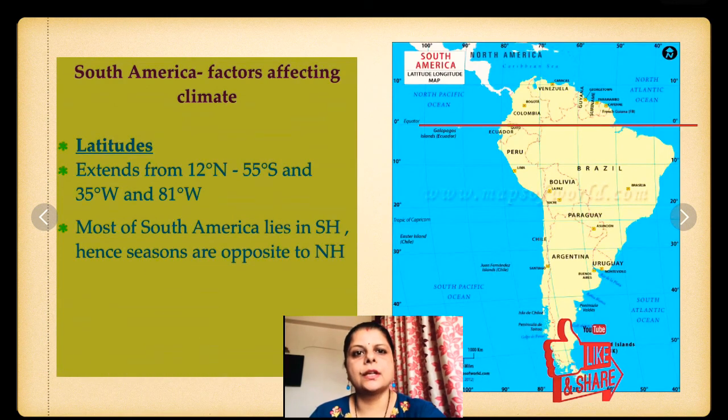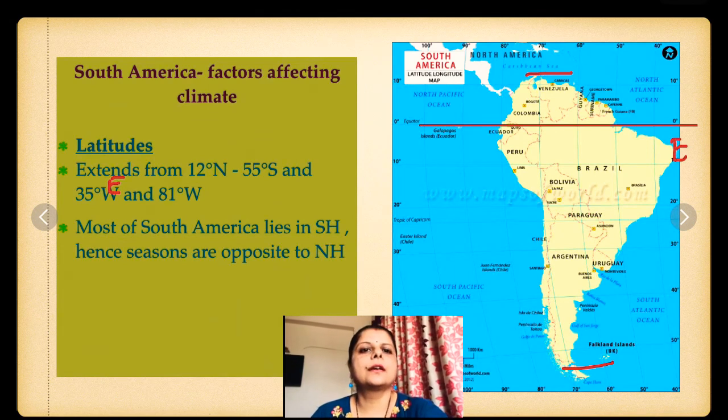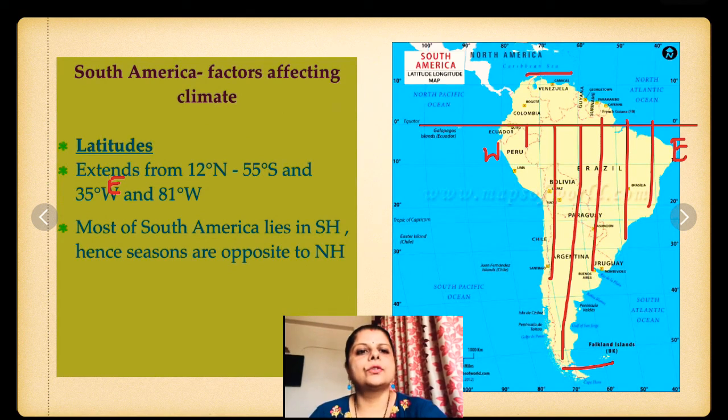First we take latitudes. So latitudes extend from 12 degrees north to 55 degrees south and 35 degrees east to 81 degrees west. So most of South America lies in the southern hemisphere. If you look here, this is the southern hemisphere, below the equator. So the seasons experienced in the northern hemisphere are opposite to the seasons experienced in the southern hemisphere. So most of South America experiences opposite seasons compared to the northern part of South America.